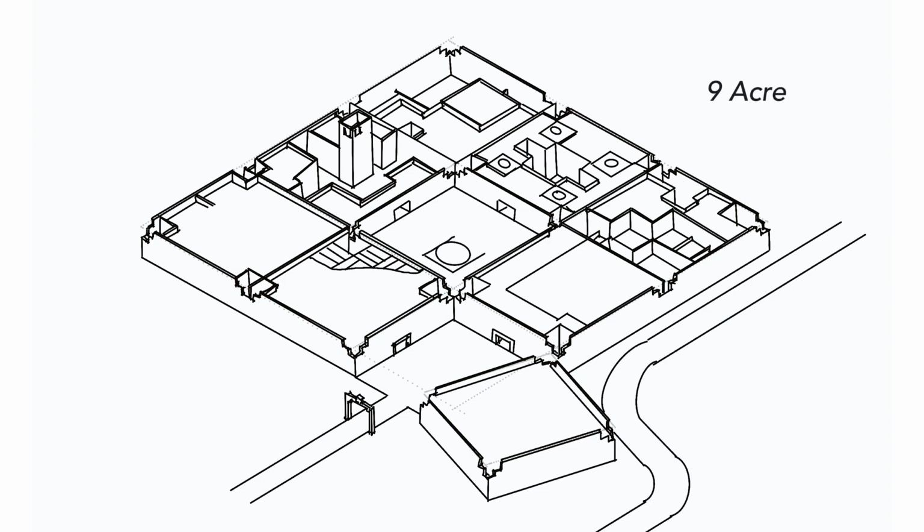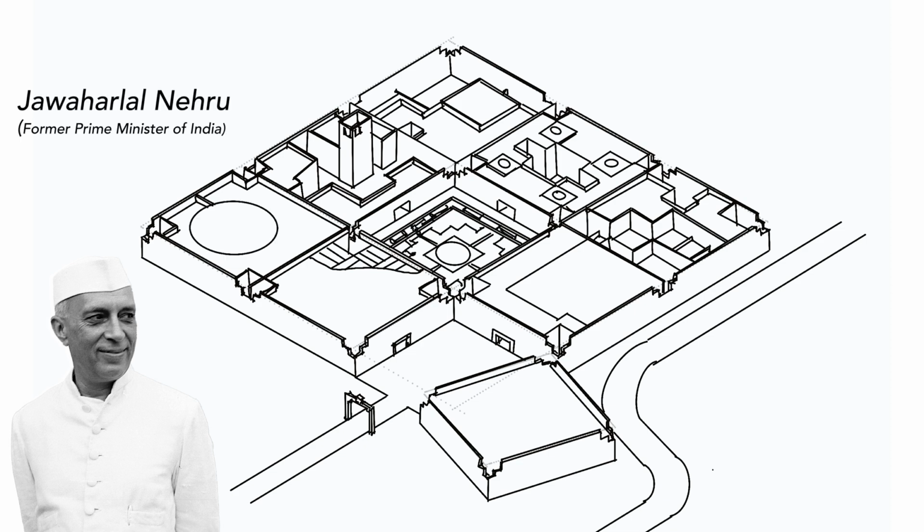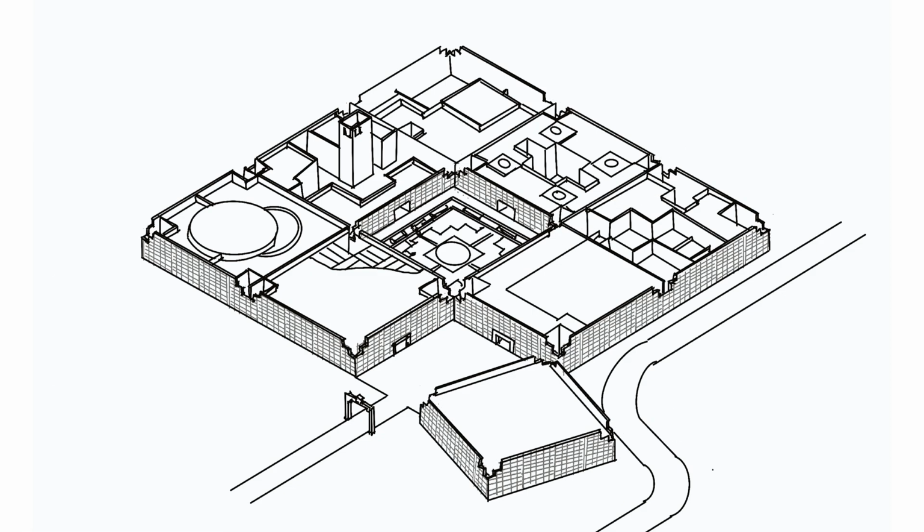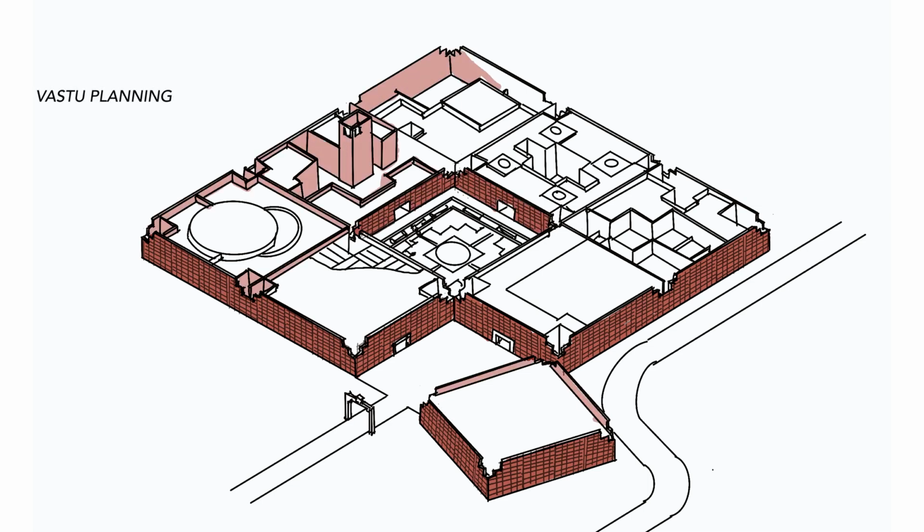The total area of the site is somewhere around 9 acres and the Jawahar Kala Kendra is dedicated to the memory of late Prime Minister Jawaharlal Nehru, who firmly believed in the rediscovering of India's past while opening doors to the brand new future. Charles Correa keenly observed the planning of Jaipur city and created harmony with the context. Here he added various design principles such as Vastu planning inspired by the Jaipur city, the 9-grid structure and the Navgrah planning, creating harmony with the universe.